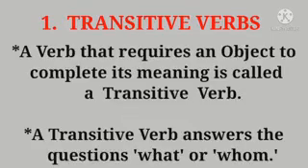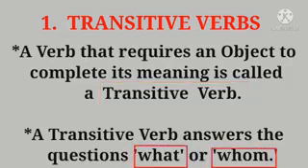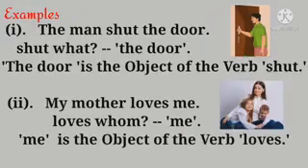Transitive verbs. A verb that requires an object to complete its meaning is called a transitive verb. We have to remember that a transitive verb answers the questions what or whom after the verb in a sentence. Let's understand through these examples.